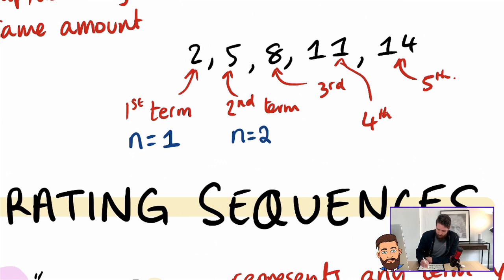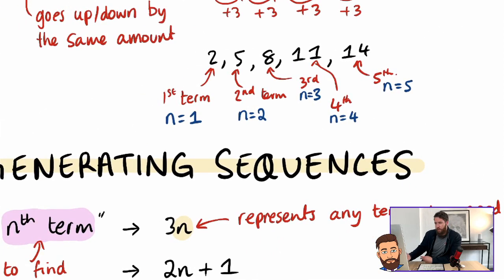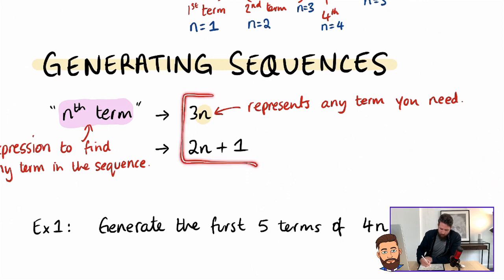And hopefully you can see a pattern here. If I want the third term, what would n be? n would simply be 3. If I want the fourth term, n would be 4. If I want the fifth term, n would be 5. If I wanted the 100th term, n would be 100. If I wanted the 1000th term, n would be 1000. If I wanted the 232nd term, n would equal 232. So n is just whatever term you need. If you wanted the second term, n would be 2. If you wanted the fourth term, n would be 4. Okay? And then we'll talk about how we use these in a second.